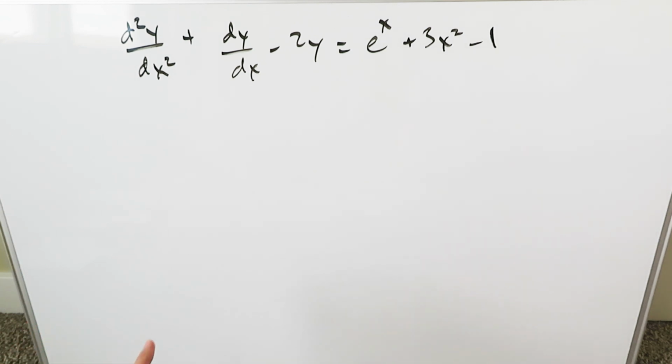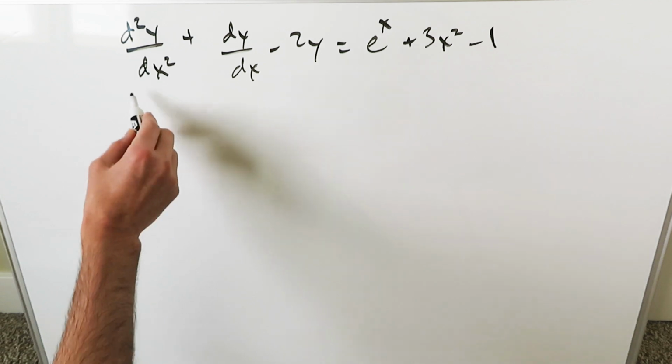We are solving the second order non-homogeneous differential equation. Look at it. We have d squared y over dx squared, that's your second order derivative, plus your first order derivative, minus 2y, equals e exponent x, your exponential, plus a quadratic term, 3x squared minus 1.